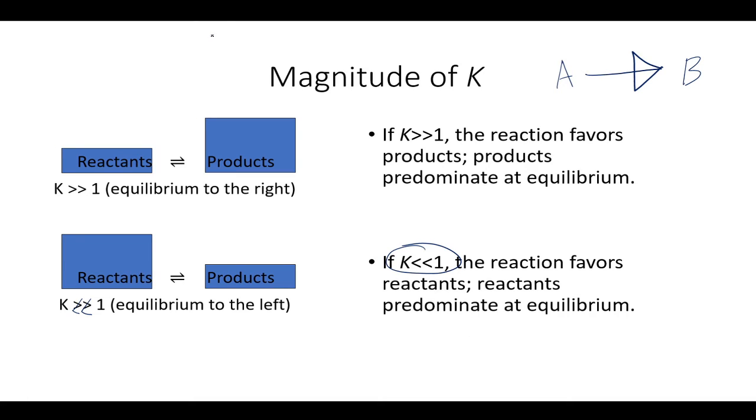Although we're thinking of this as a reversible reaction, in actuality, if K for this reaction is much less than 1, then the reaction favors reactants. We say equilibrium lies to the left, that reactants dominate at equilibrium. If a K value is very, very small, that makes sense: the denominator in the ratio is outweighing the numerator. The reactants are outweighing the products.